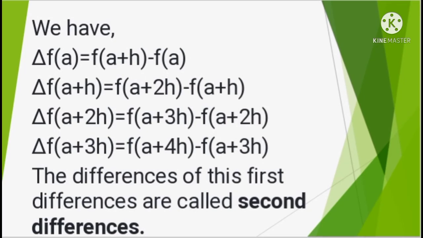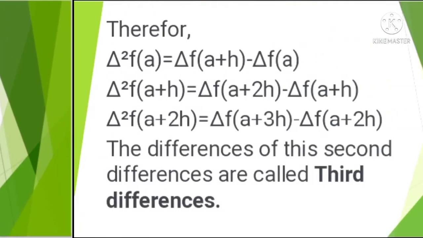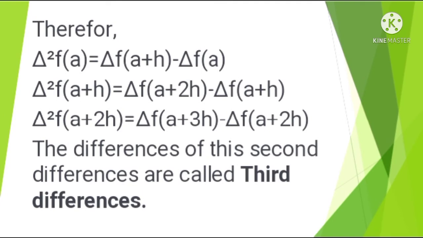We have delta f of a equal to f of a plus h minus f of a, delta f of a plus h equal to f of a plus 2h minus f of a plus h, delta f of a plus 2h equal to f of a plus 3h minus f of a plus 2h, delta f of a plus 3h equal to f of a plus 4h minus f of a plus 3h. The differences of the first differences are called second differences.